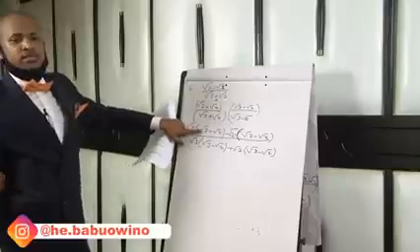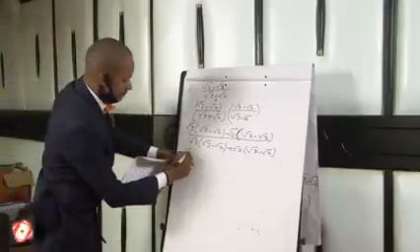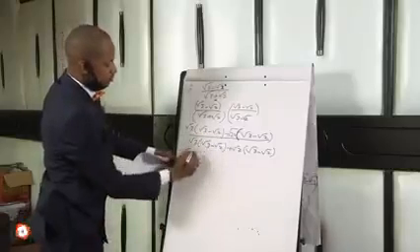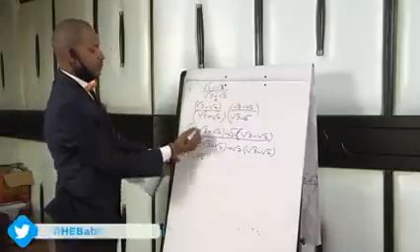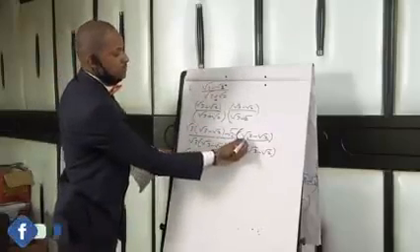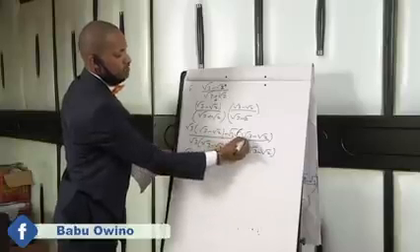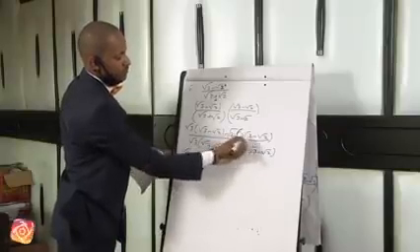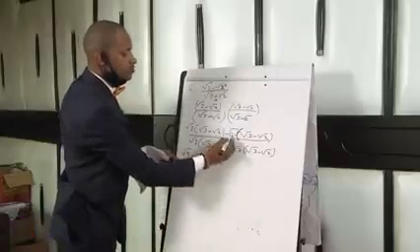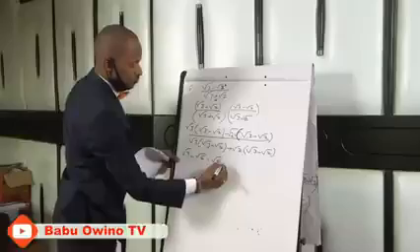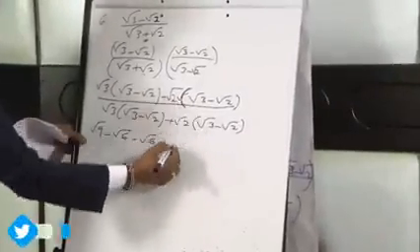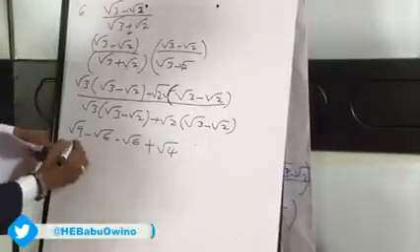Root 3 times root 3 is root 9. Root 3 times minus root 2 is minus root 6. Just multiply what's inside the roots. Then minus root 2 times root 3, multiplying what's in the roots, you get minus root 6. Then minus root 2 times minus root 2 you get plus, minus times minus is plus, root 4.